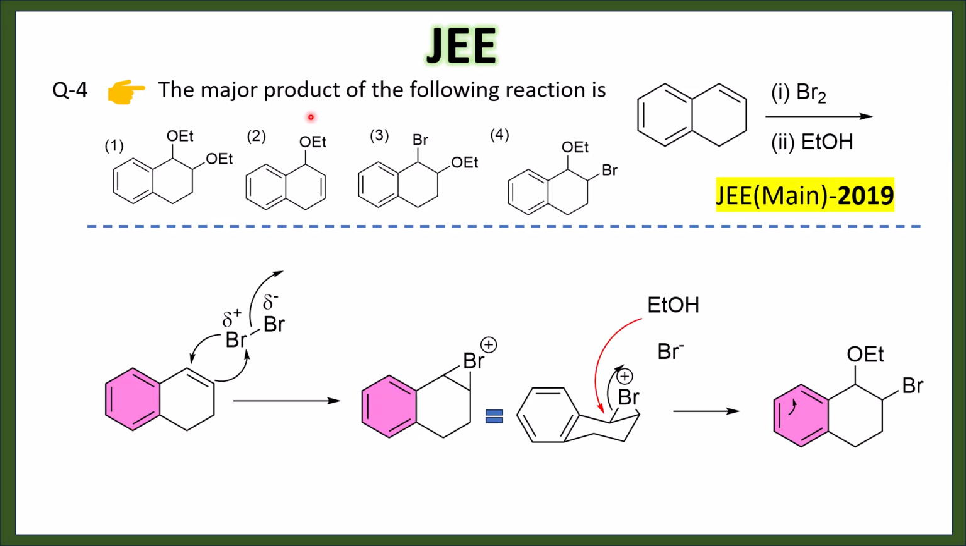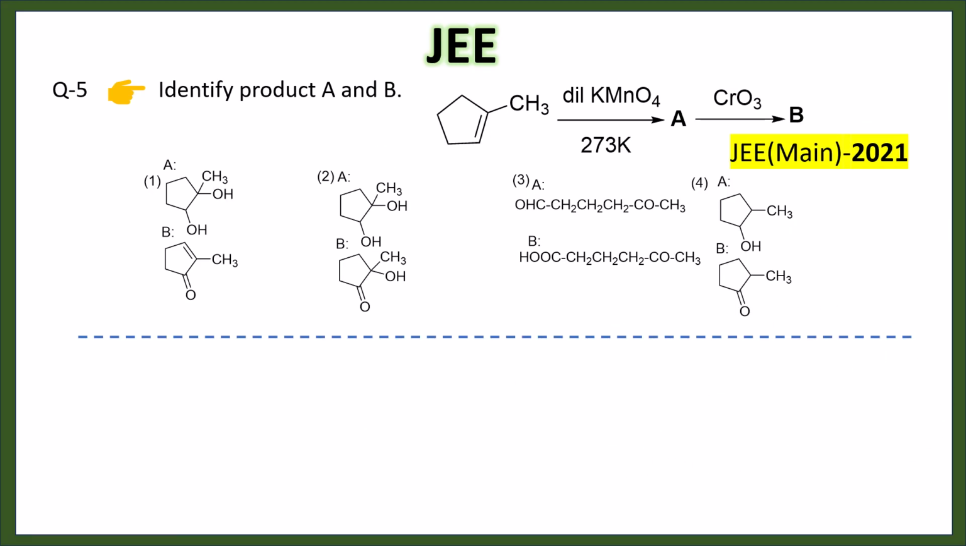Question number 4, the major product of the following reaction is, let's do that. First, bromination happens on this alkene and gives the cyclic bromonium ion. Further, ethanol is in excess compared to the bromide, so ethanol attacks the cyclic bromonium ion. The reacting center among these two is this one, because on this side there is stability from the phenyl ring, so the product is this one.